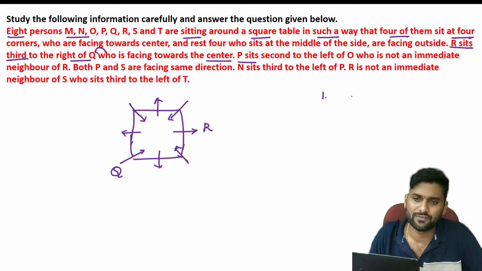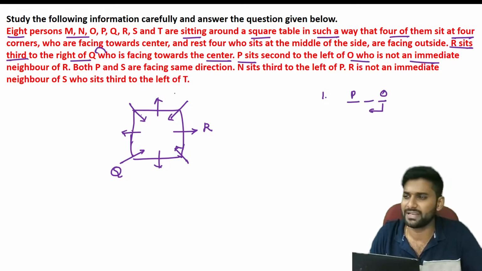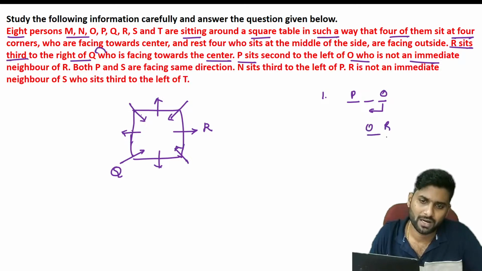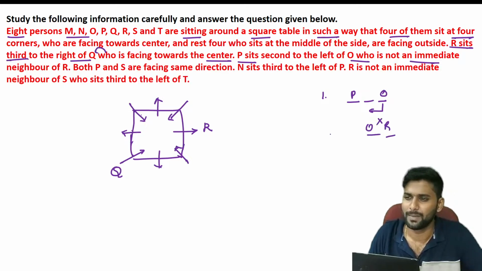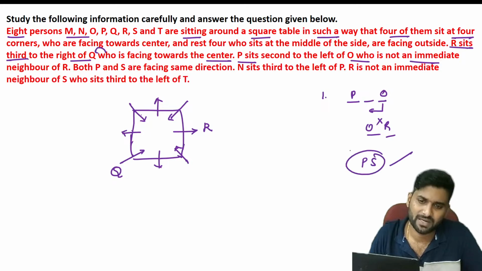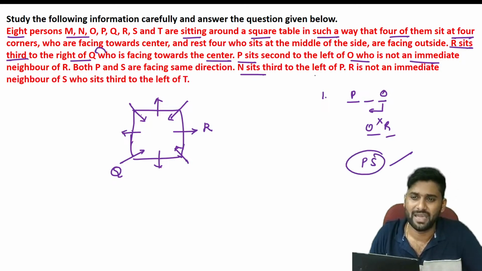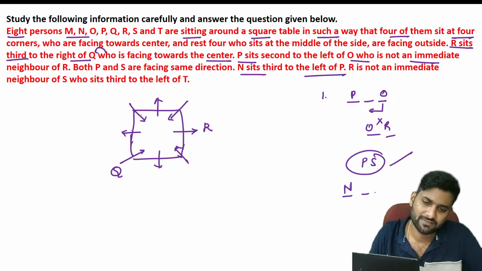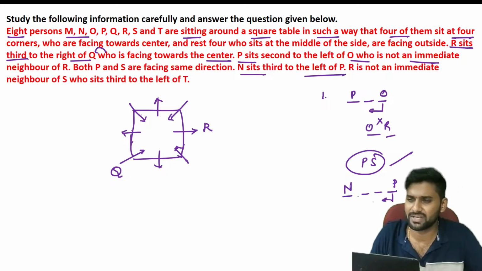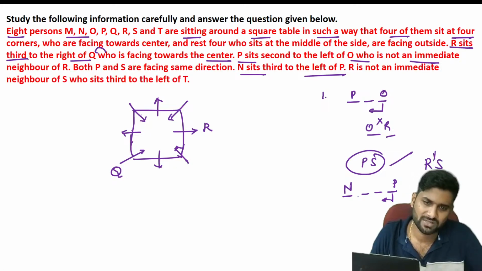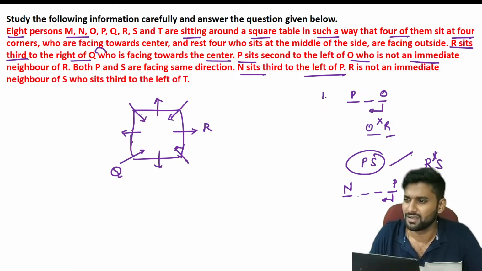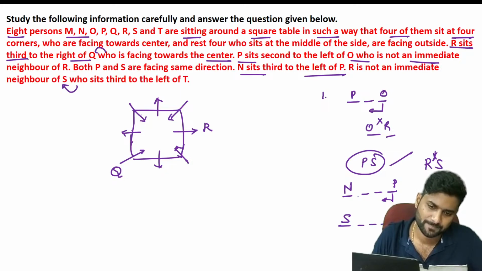Now P is second to the left of O. O and R are not immediate neighbors. P and S are facing the same direction. N is third left of P. First left, second left, and third left. R is not an immediate neighbor of S. So who is always S? S is third left of T.